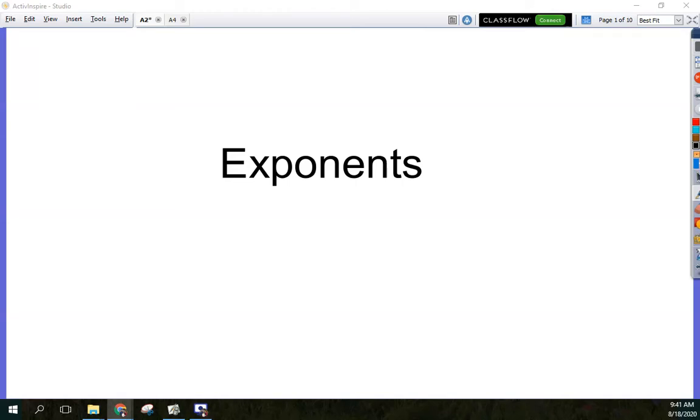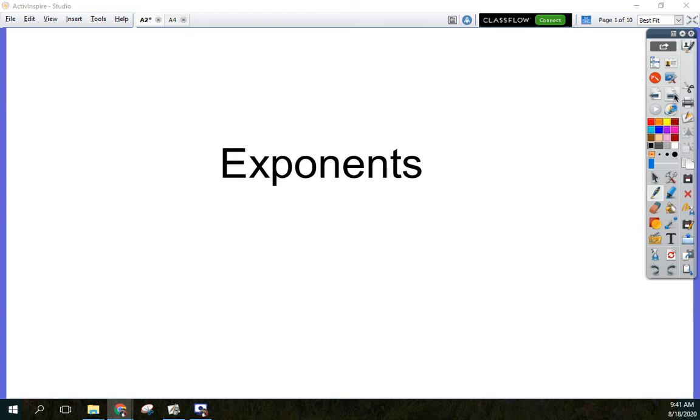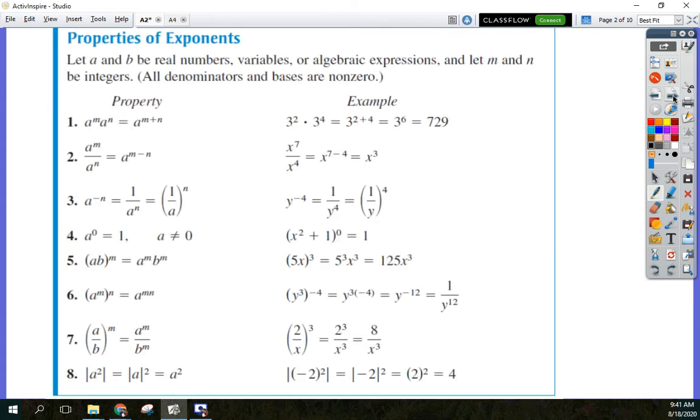So today we are going to be going over exponents. We should have seen exponents all the way back in pre-algebra, and they also come up in Algebra 1 and Algebra 2. But for some of us, it's been a little bit, so we're going to review some of those exponent properties.